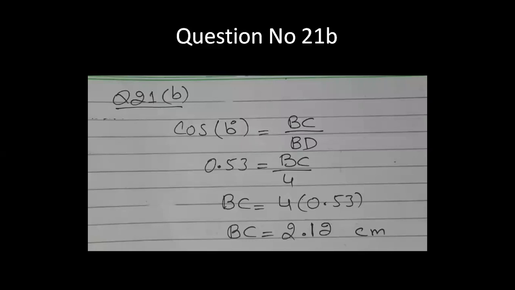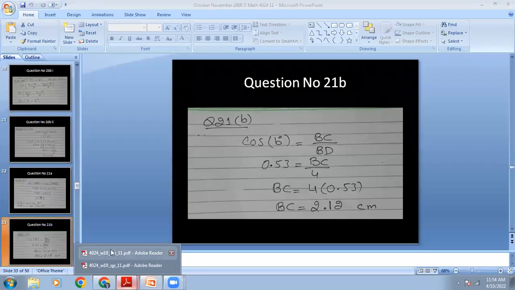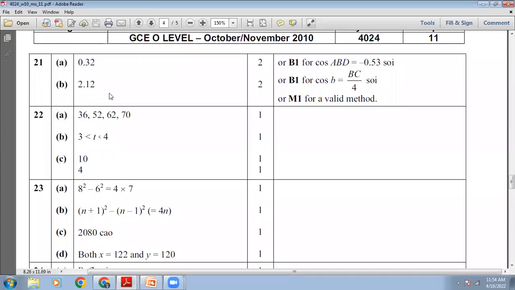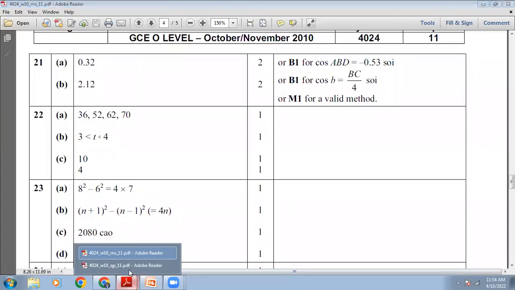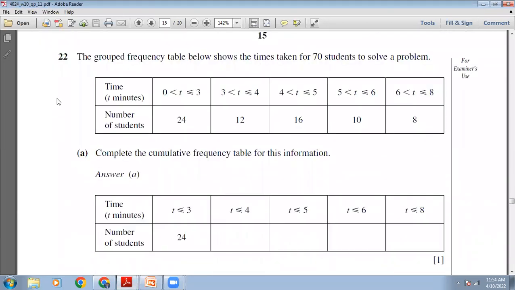So cos B will be equal to BC divided by BD. Cos B is 0.53 according to that table. The BC value I want to find out. The BD is 4. So BC will be 4 multiplied by 0.53 and the BC will be 2.12 centimeters. So let's check the marking scheme. 2.12 is the right answer, sir. Okay, so we are going to the next question.